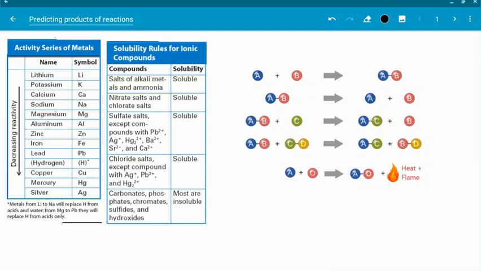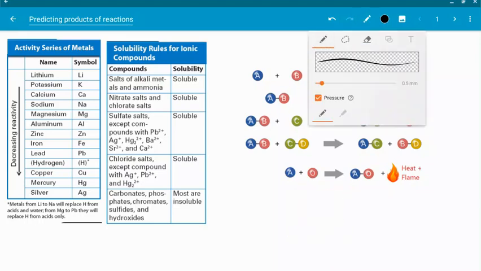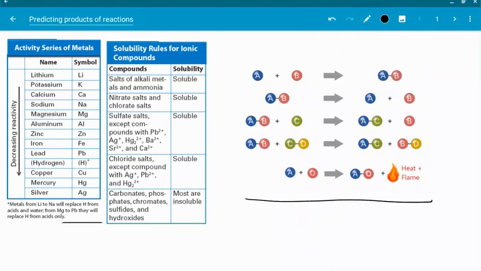All right, so in this video, I'm going to show you how we're going to be able to predict the products of reaction by knowing this piece of information, which is the type of reaction, and using these two charts that are for consult, which are the activity series of metals and the solubility rules for ionic compounds.